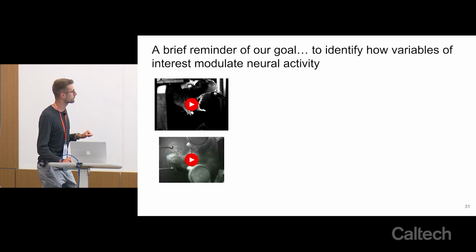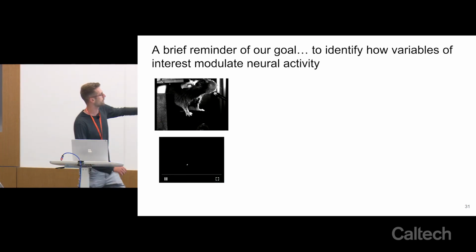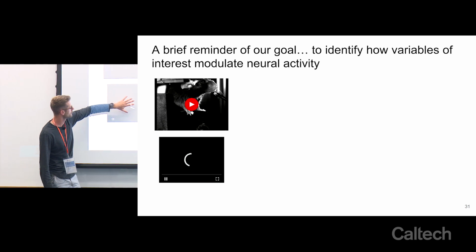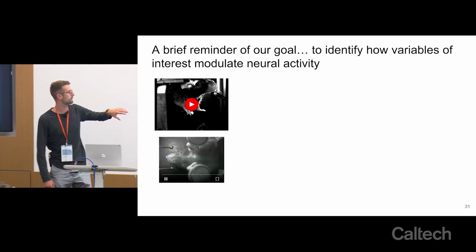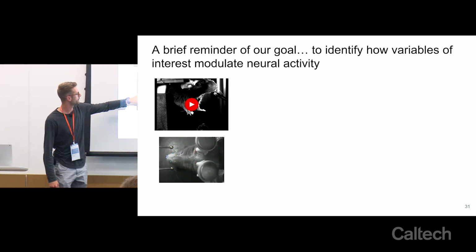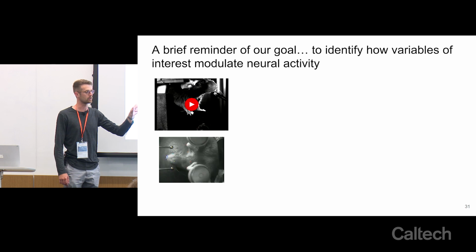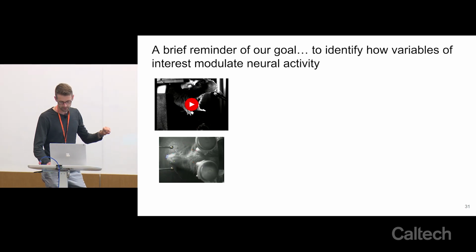So just a brief reminder of our goal. We want to identify how variables of interest modulate neural activity. So this could be that we want to feed raw video into our model, or maybe we'll want to feed in some annotated labels. You could use DeepLabCut to say where the nose is, and I want to feed in how much the nose is moving as an input to my model. That could be another input.